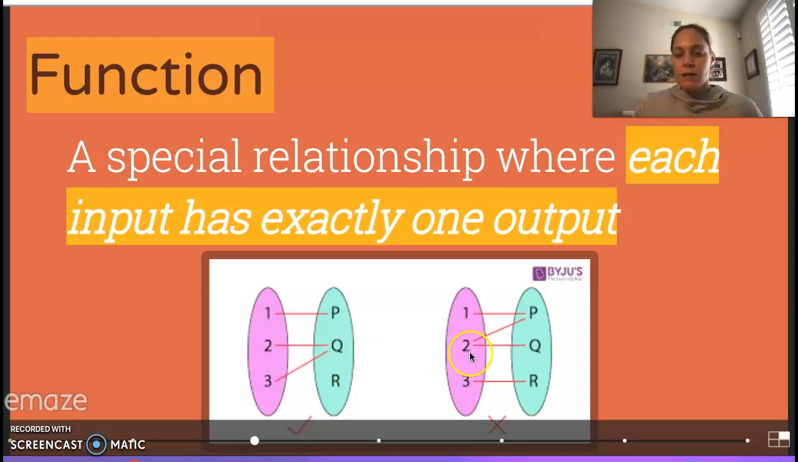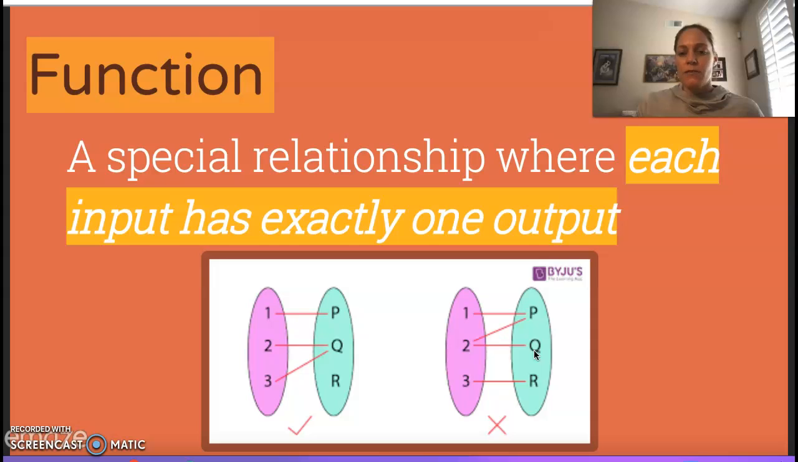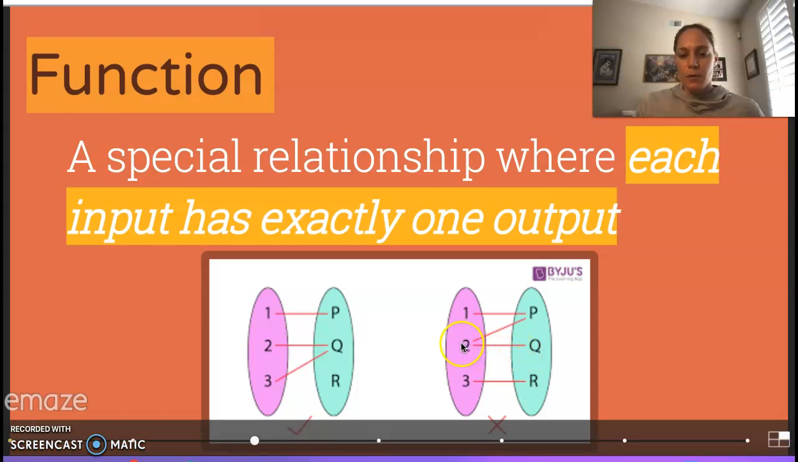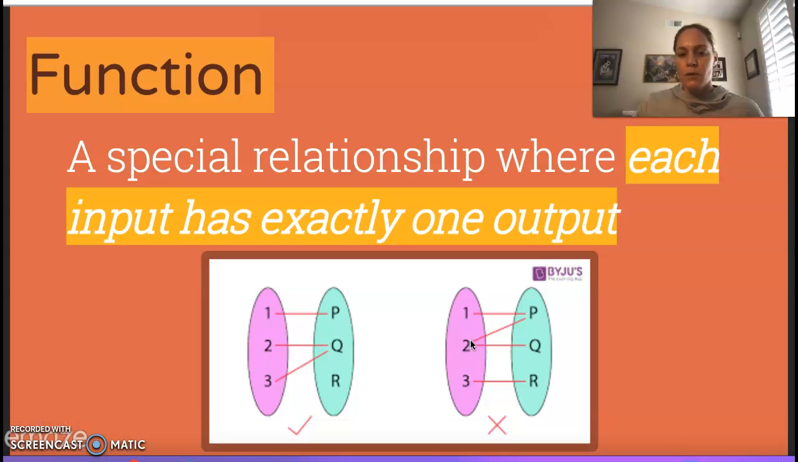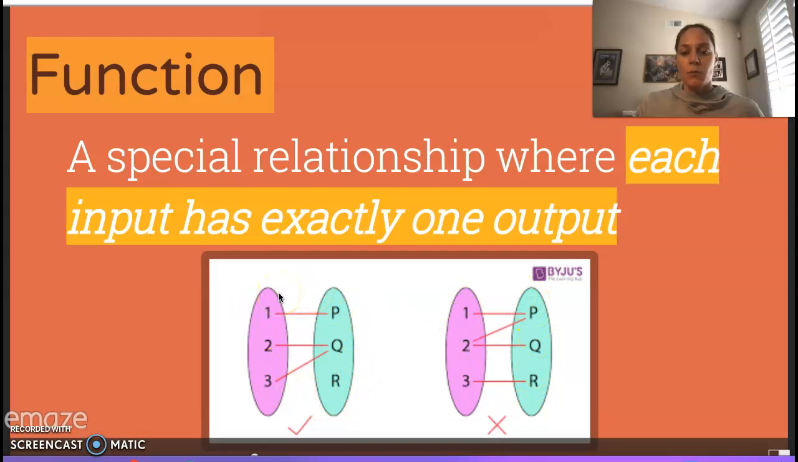Whereas if you take a look at the next one right next to it, you see that number 1 is associated to the letter P, but you can see right here number 2 is associated to the letter P and Q. That right there causes us a problem, and technically does not represent a function. The number 2 must only have exactly one output. So this right here represents a non-function, whereas the one on the other side does represent a function.